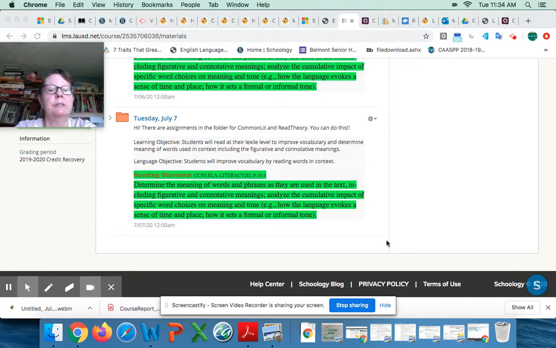But today, our specific things are there are assignments in the folder, this folder that we're going to open in a minute, for CommonLit and Read Theory. You can do this, remember. Our learning objective today is students will read at their Lexile level. That's what you'll do in both CommonLit and Read Theory. And the reason that you're doing that is to improve your vocabulary and determine meaning of words used in context, including the figurative and connotative meanings.